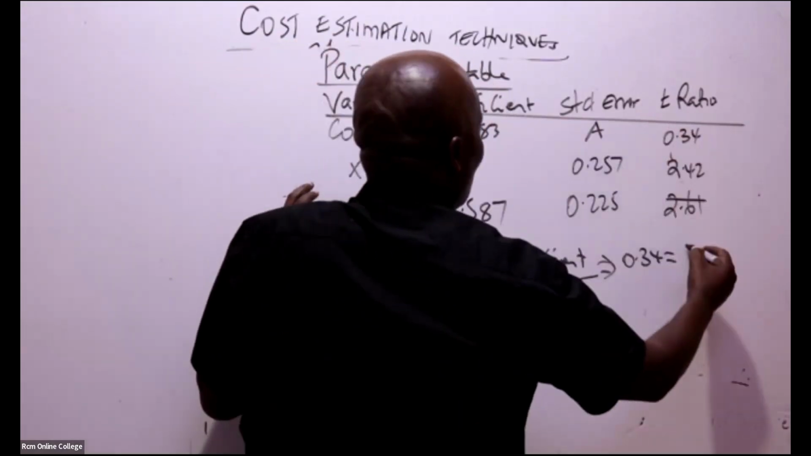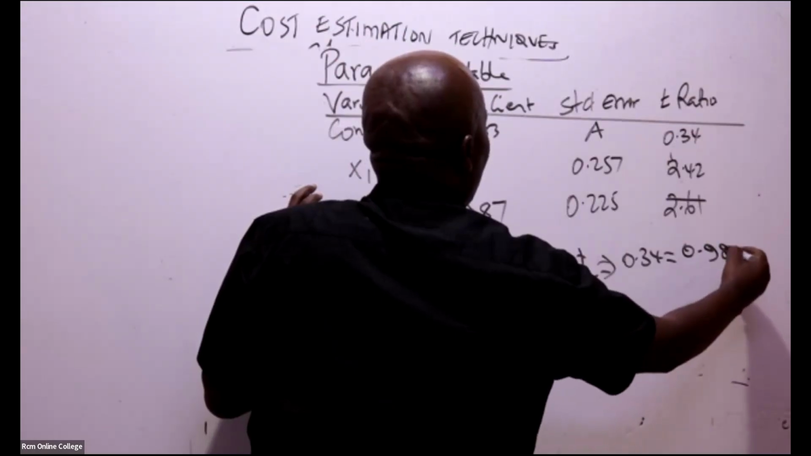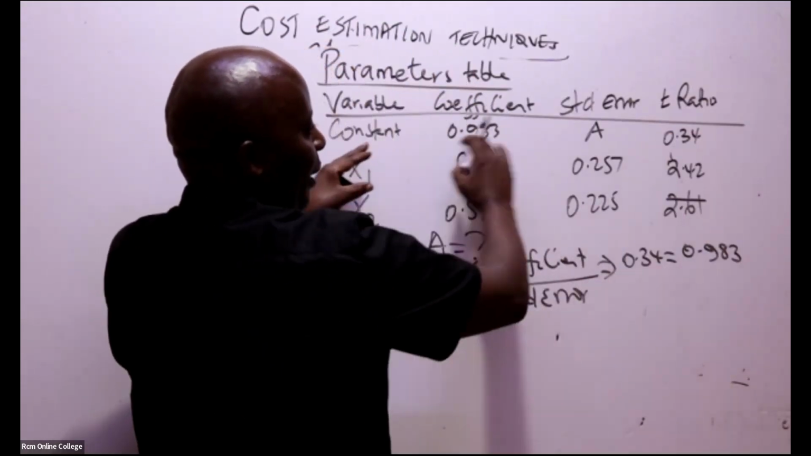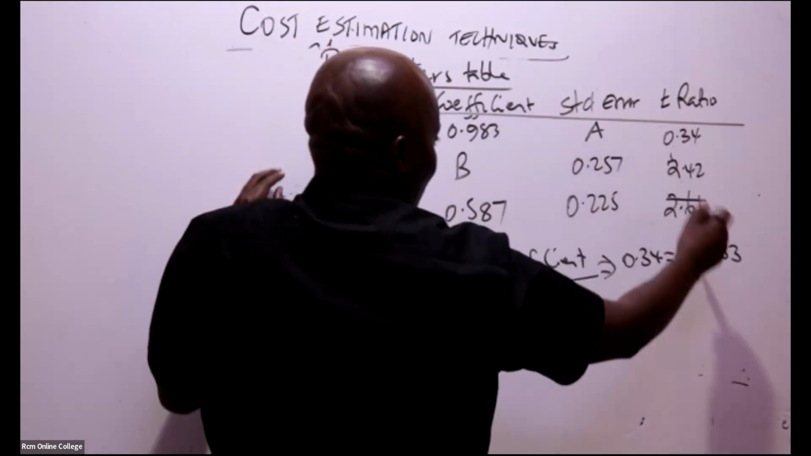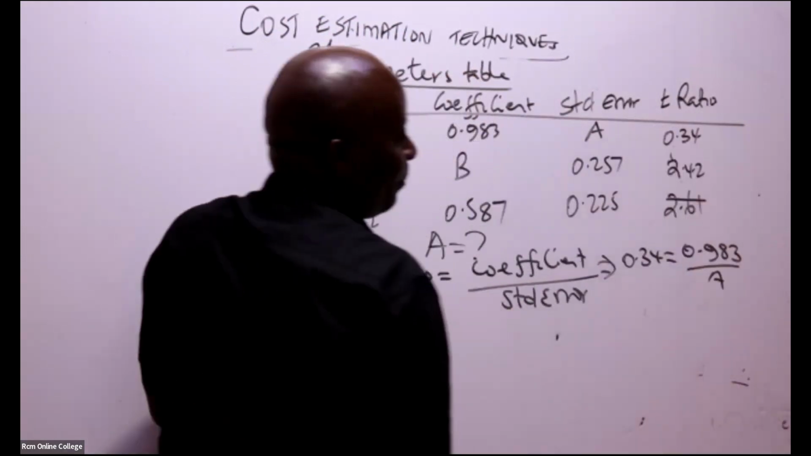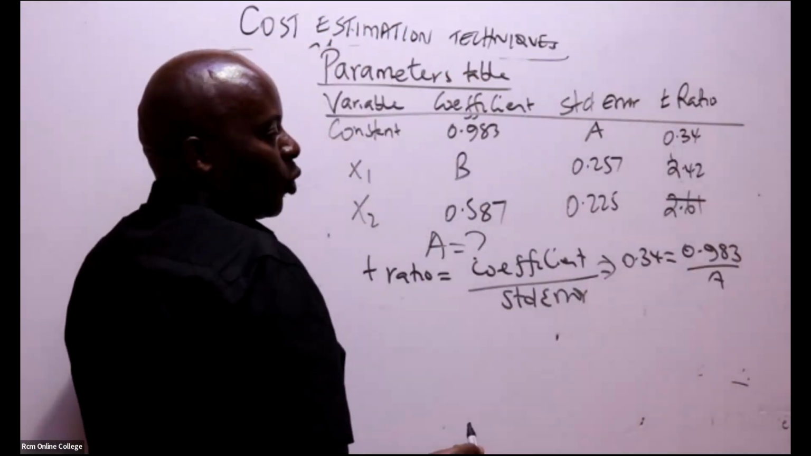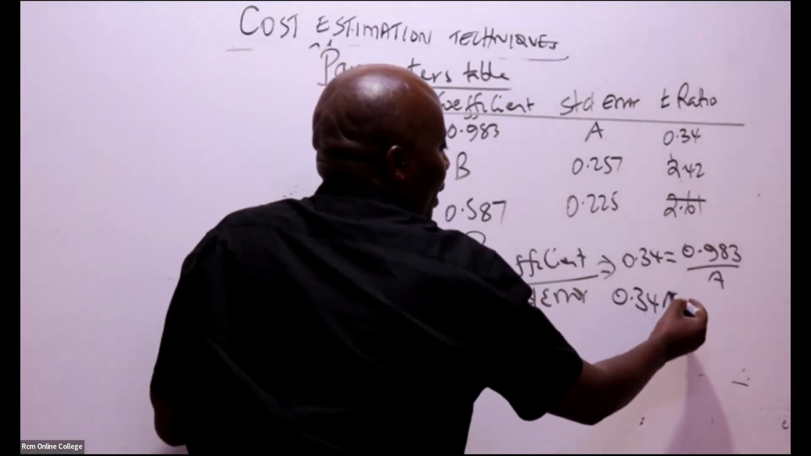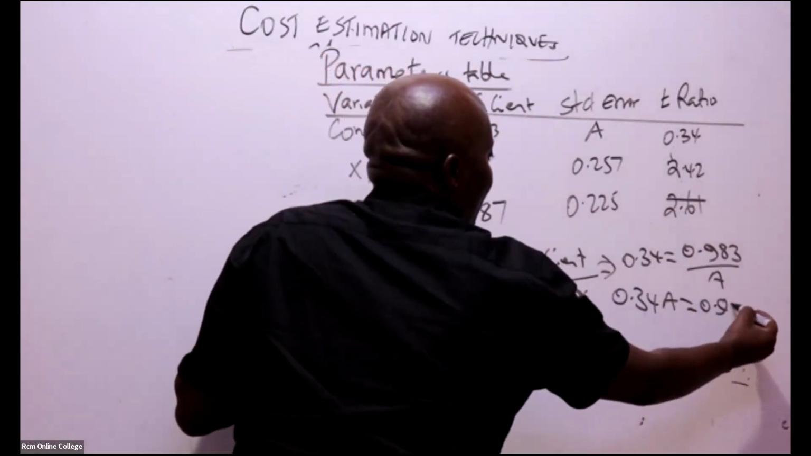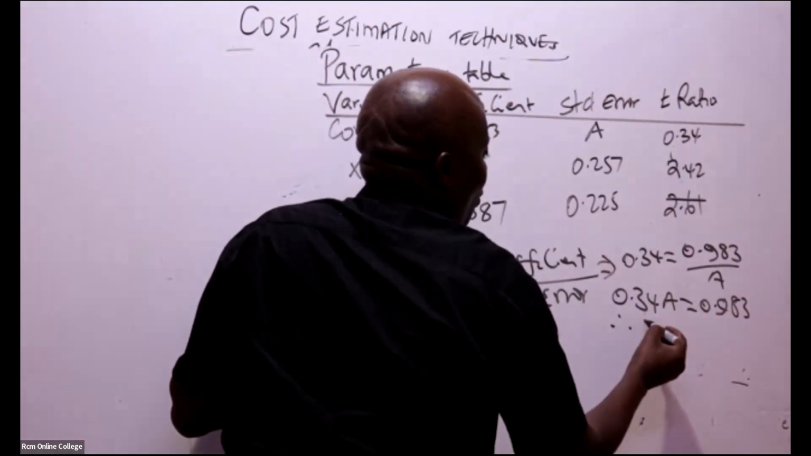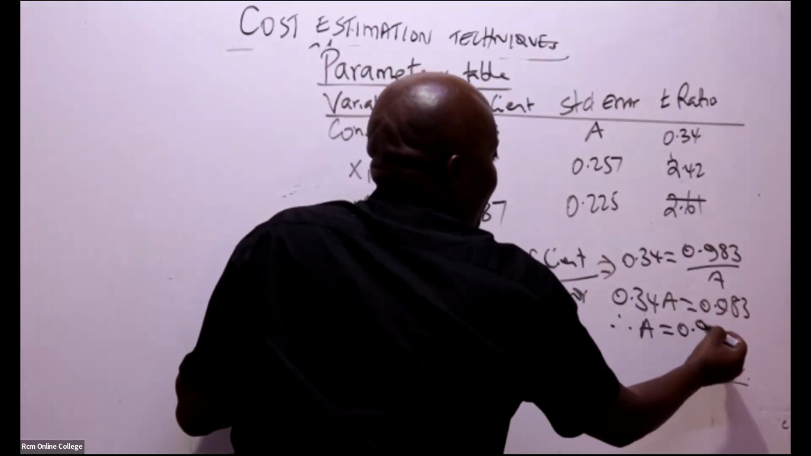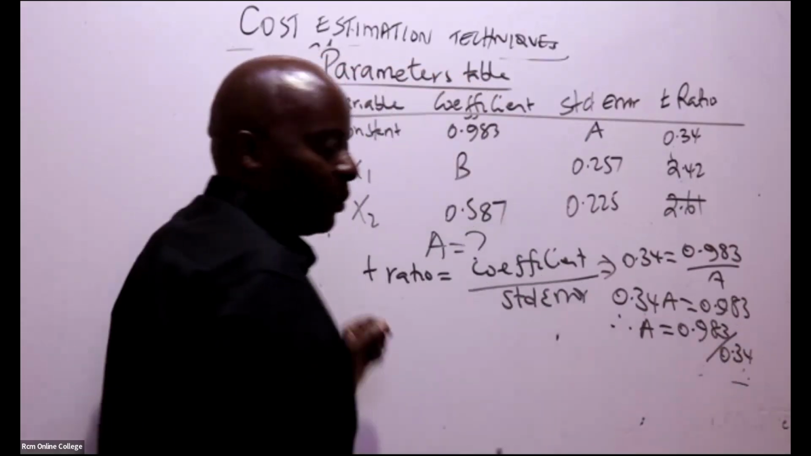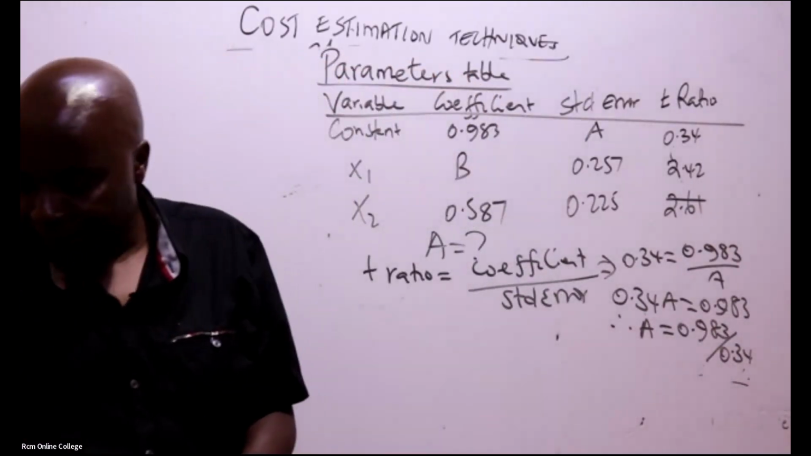Equals coefficient, we know the coefficient is 0.983, divided by the standard error for the first one, which is A. So I want us to make A the subject of the formula. So it will be 0.34A equals 0.983. Therefore, A will be 0.983 divided by 0.34. Is there somebody who is able to get this answer?